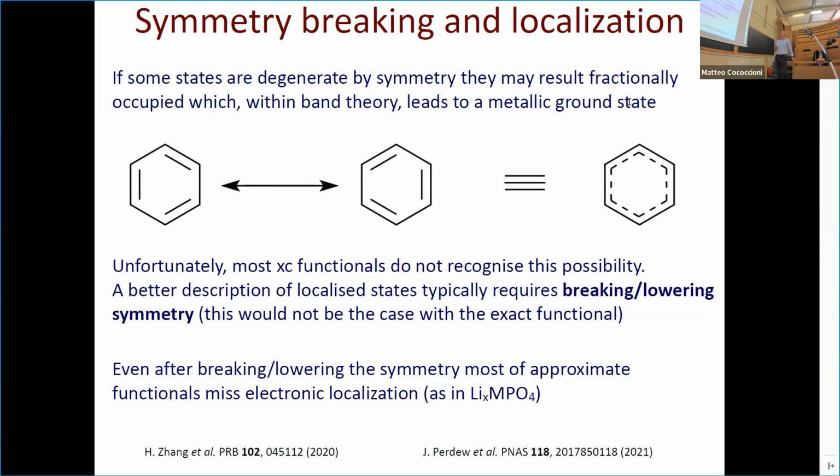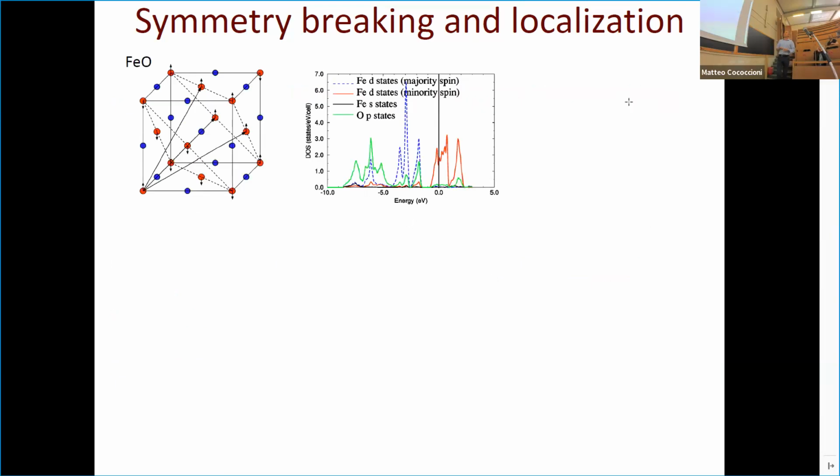So after you get an intuition of how to break or lower the symmetry of the system, as I mentioned before, you still need a functional that helps electrons to localize, because most of the approximate exchange-correlation functionals are basically constructed with reference to the homogeneous electron gas, so they like the spreading of electrons more than their localization. And so you need some correction. So basically, this is what the plus U correction is doing. It's helping the localization of electrons whenever symmetry allows it.